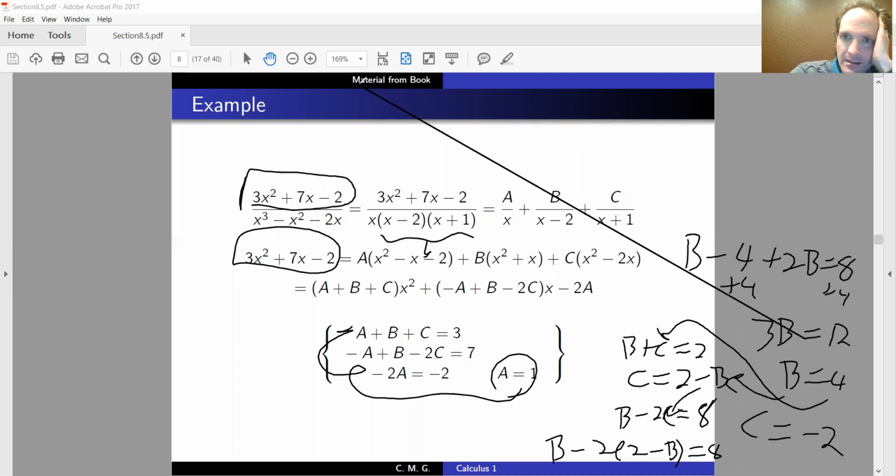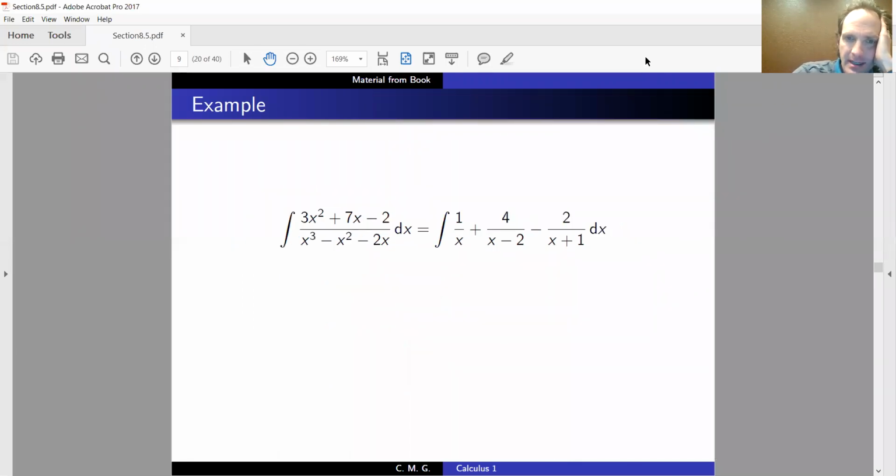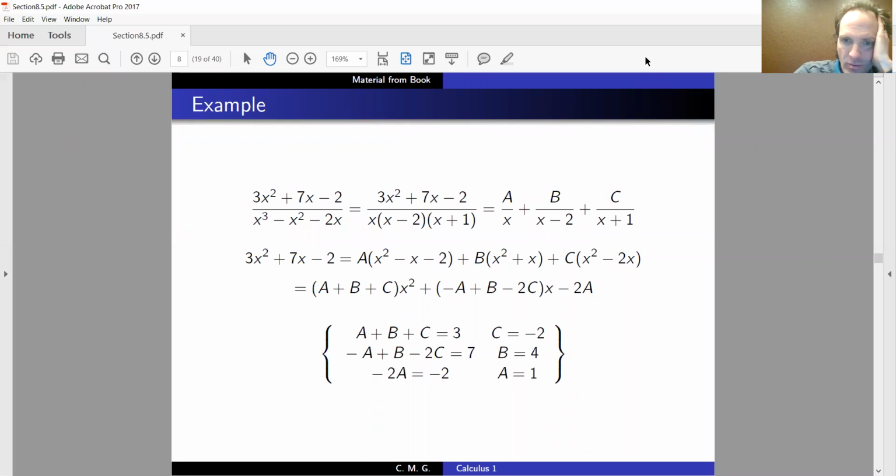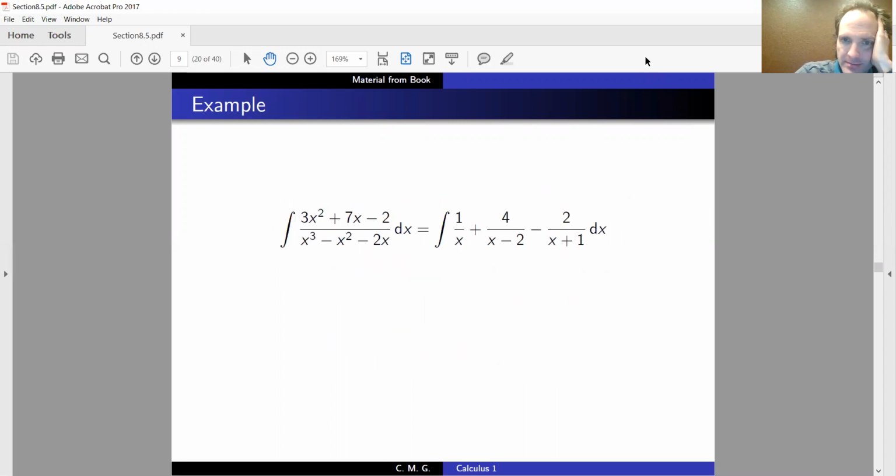Okay. So what does that mean? Well, in particular, b is 4, c is negative 2. What that means for me is that this fraction is 1 over x, 4 over x minus 2, and minus 2 over x plus 1. So it's 1 over x, 4 over x minus 2, and minus 2 over x plus 1. And now I integrate each of those.